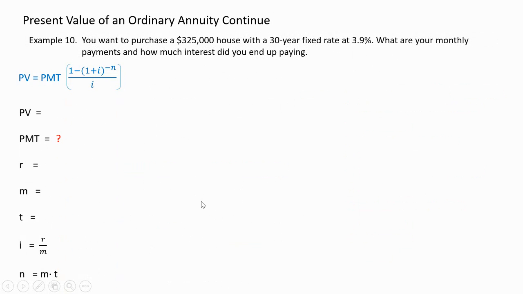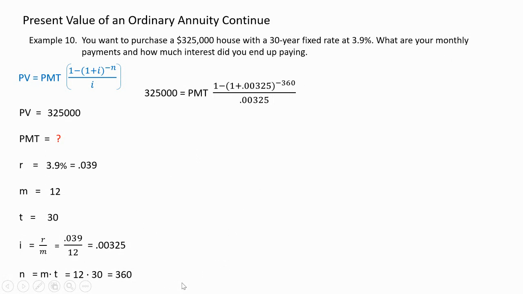So let's see. What are we looking for? We're looking for the payments, correct? How much was the present value? This is the amount that you're going to borrow right now. So that's how much the loan was for. The R is 3.9%, right? We convert it to a decimal. The M is 12, right? Because they're monthly payments. The time will be what? 30 years. The I will be 0.039 divided by 12, right? We put it into the calculator, we get 0.00325. The N is going to be M times T, which is 360.